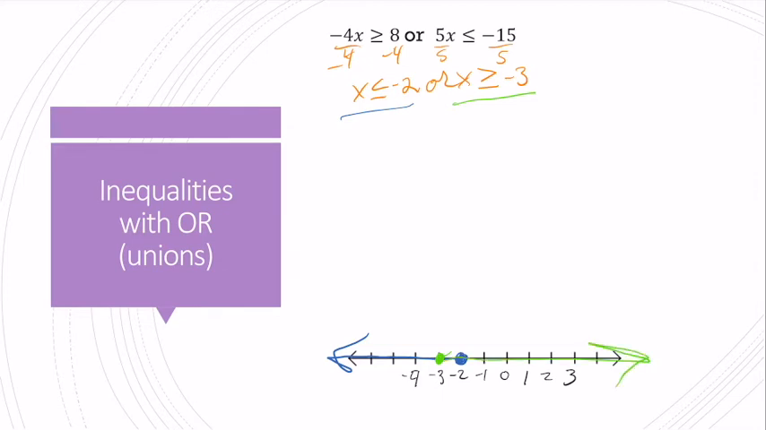And I'm looking for the union. So I'm looking for everything that is either blue or green. Well, that covers the entire number line, right? So my solution's from negative infinity to positive infinity, or we could write all real numbers.